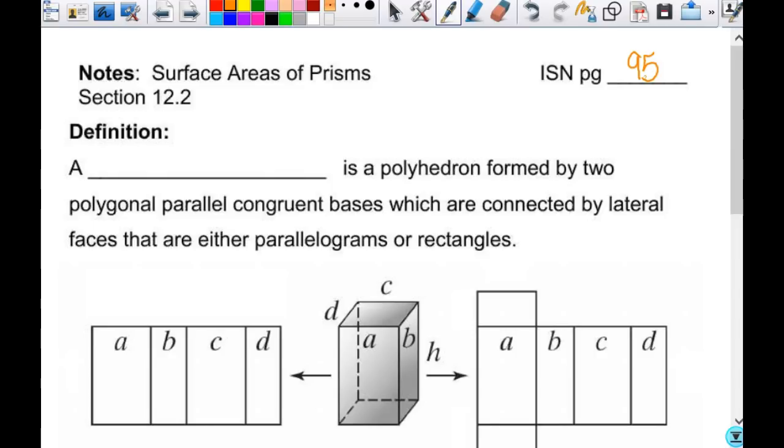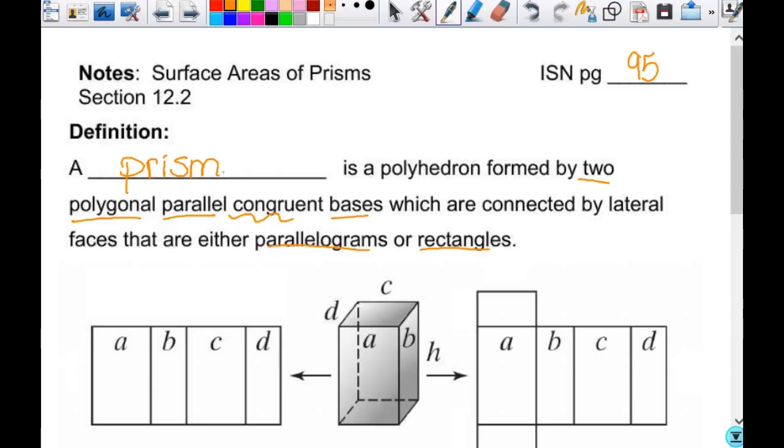Okay. So our first definition: blank is a polyhedron formed by two polygonal, parallel, congruent bases which are connected by lateral faces that are either parallelograms or rectangles. What goes in this blank? A prism. Good. This is the definition of a prism. And today we are going to look at surface areas of prisms.